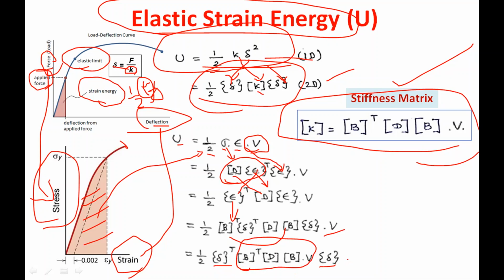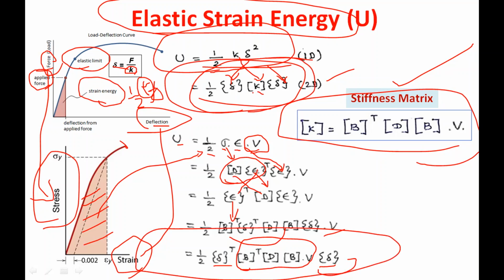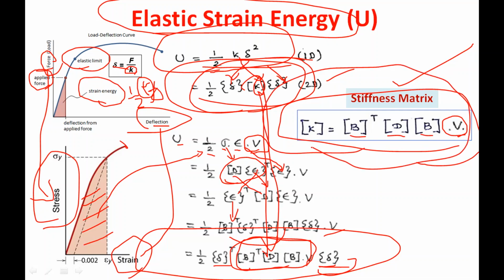Now compare this equation with the earlier equation. You will see half delta transpose K delta, and here half delta transpose with this expression multiplied by delta. So by comparing, we can say that the stiffness matrix K will be equal to the product of B transpose D and B multiplied by the volume of the element V. This is the expression for the stiffness matrix. We are getting it with a different approach, that's all, for easy understanding.